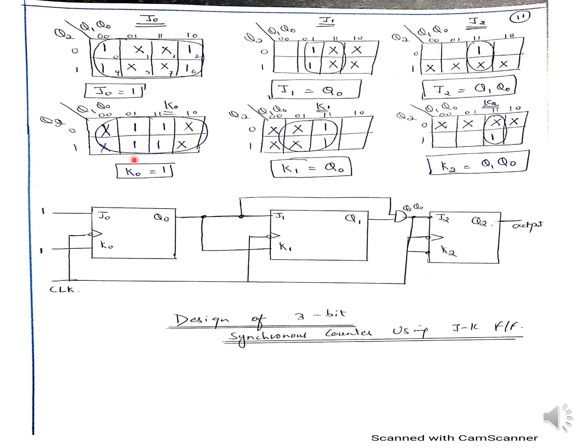Same I have done for J2. Same I have done for K0. K0 again I have paired all, so it is 1. Same I have done for K1. For K1 I have paired all these 4s. It's not necessary to include these two don't cares. And this is K2, it is Q1 and Q0. I have paired all these. So don't make any extra pair of these 4s. Okay, so these are the expressions for all 6: J0, J1, J2, K0, K1 and K2.